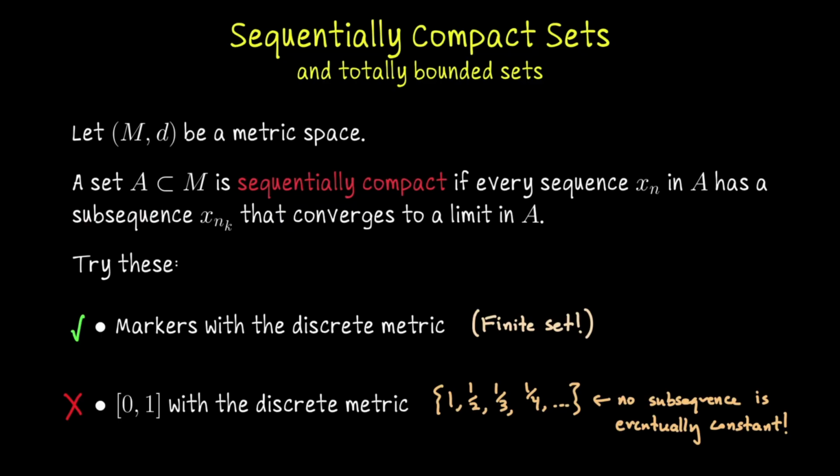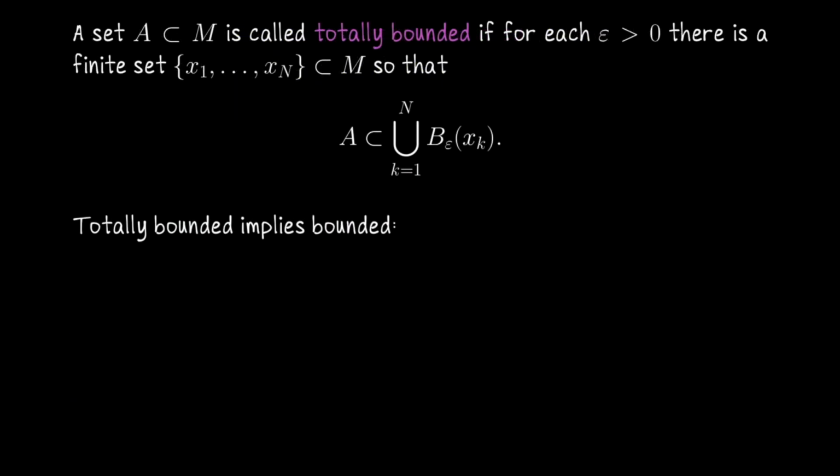All right, I hope these examples gave you a working feel for what sequentially compact means. Let's take a moment now to talk about a related notion. We said that if you had a sequentially compact set, it seemed like it needed to be bounded. In fact, it needs to be an even stronger form of bounded called totally bounded. So we say a set A is totally bounded if, for any choice of positive number epsilon, you can then find a finite set of points in the metric space so that A is contained in the union of their epsilon neighborhoods. In other words, A is covered by their epsilon neighborhoods.